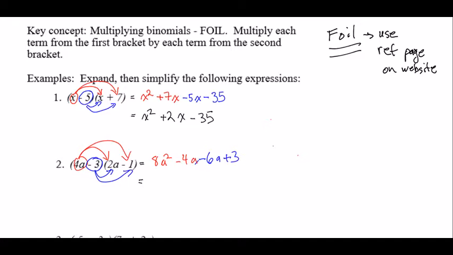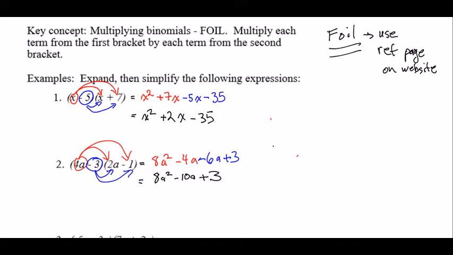Now let's go and collect all our like terms just like before. Well, we look for all terms. We'll start with 8a squared. 8a squared is the only a squared term. But you'll notice that we have minus 4a and minus 6a, which is already simplified perfectly. It's already been collected perfectly. So now we've got minus 10a and then plus 3. And we're done.